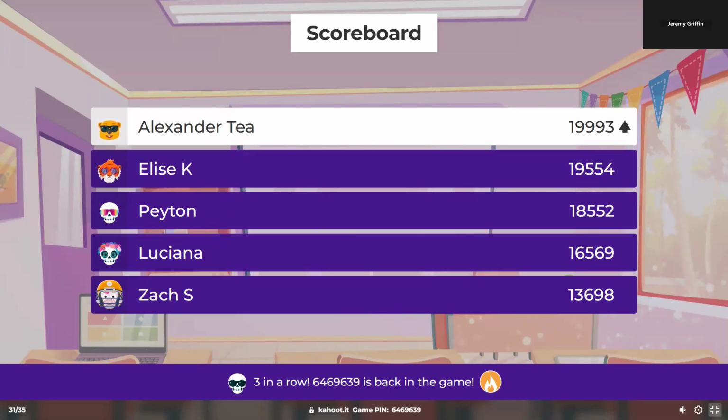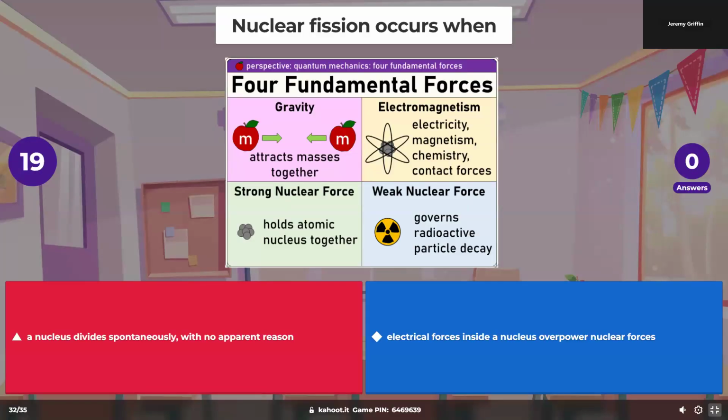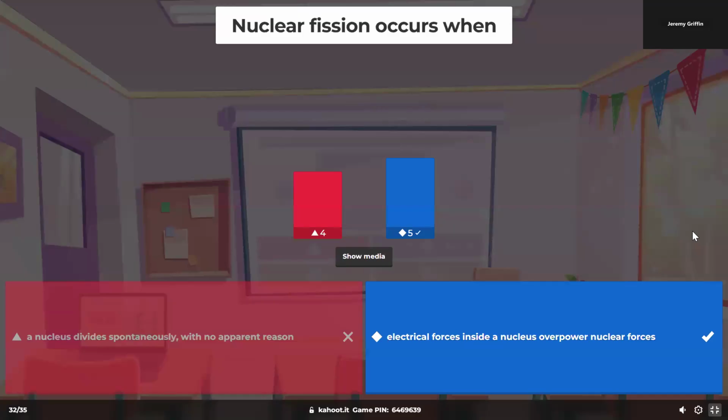Zach, Luciana, Peyton, Elise, Alexander. Nuclear fission: a nucleus divides spontaneously with no apparent reason, or electrical forces inside a nucleus overpower the nuclear forces. What sounds more right? Yeah, there you go. Okay.